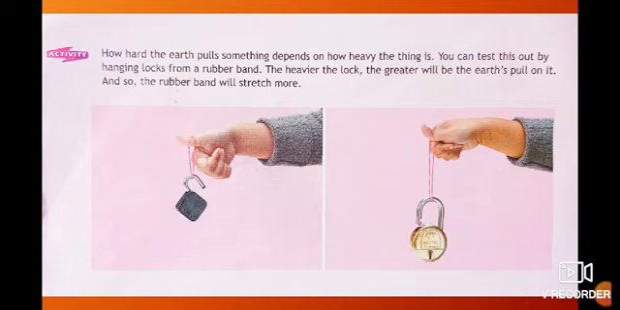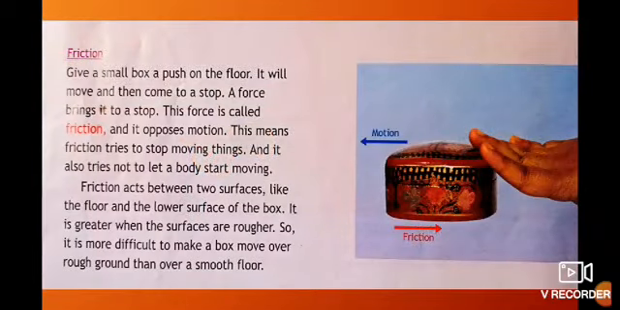Okay, next we'll see friction. What is friction? Okay, give a small box a push on the floor. It will move and then come to a stop. A force brings it to a stop. Okay, force, how much we are giving the force. Okay, this force is called friction, and it opposes motion, means movement.